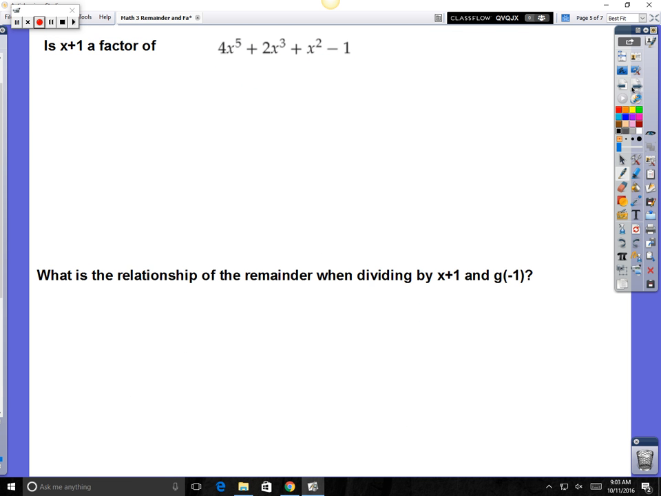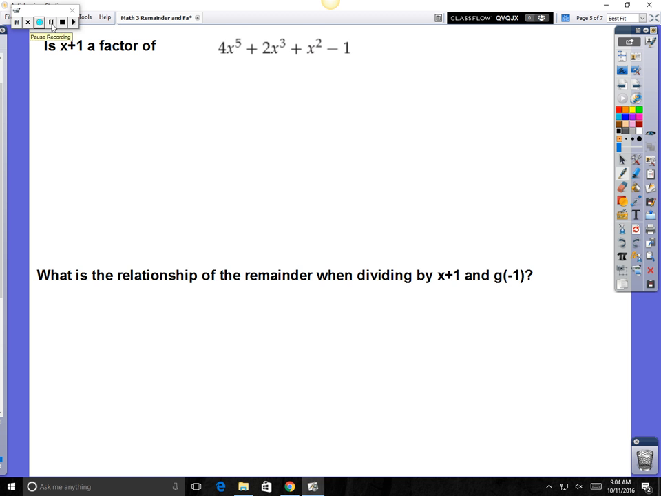Okay, here's the type of question you're good at. Is x plus 1 a factor of this? Now, this is the same polynomial. This is your degree 5 polynomial, the same picture that we just looked at. So, how do you tell if this is a factor? What was your factor theorem? It's a factor if and only if what? There's no remainder. So, tell me if there's a remainder.